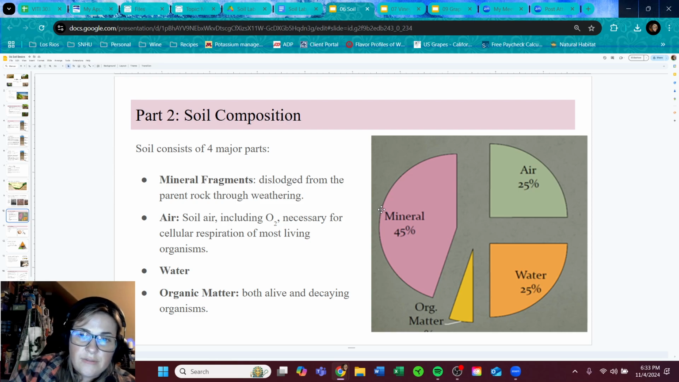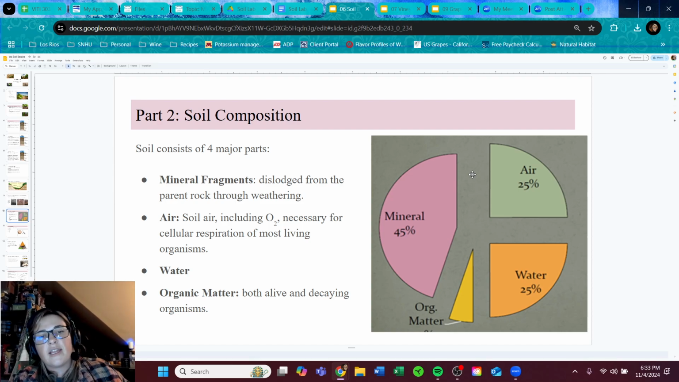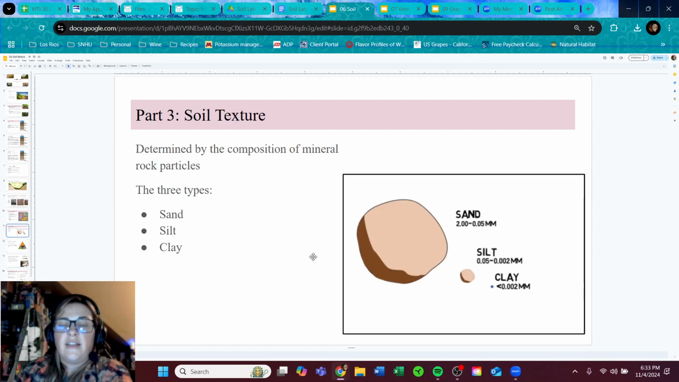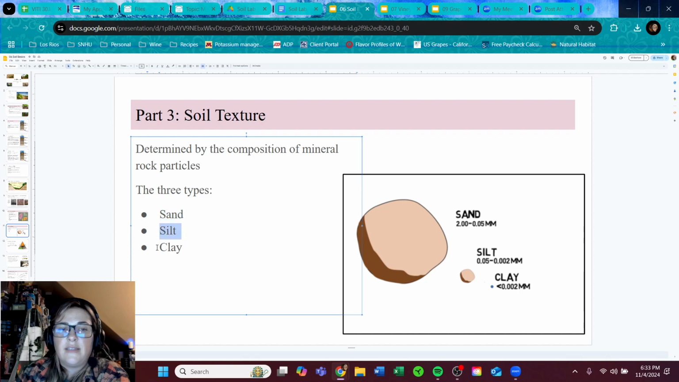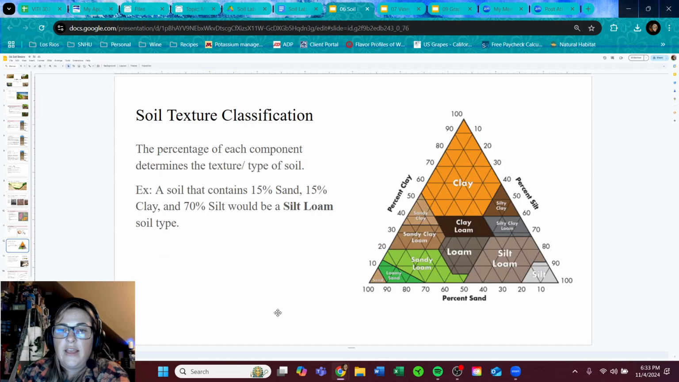Soil composition, most of it's mineral, right? And then we have air, water, and organic matter, both from what's alive and what is also decaying. And then soil texture, right? The 3 different types of textures are sand, silt, and clay. Loam is a combination of those things. But if I ask you what are the 3 types, sand, silt, and clay will be the answers that I'm looking for.